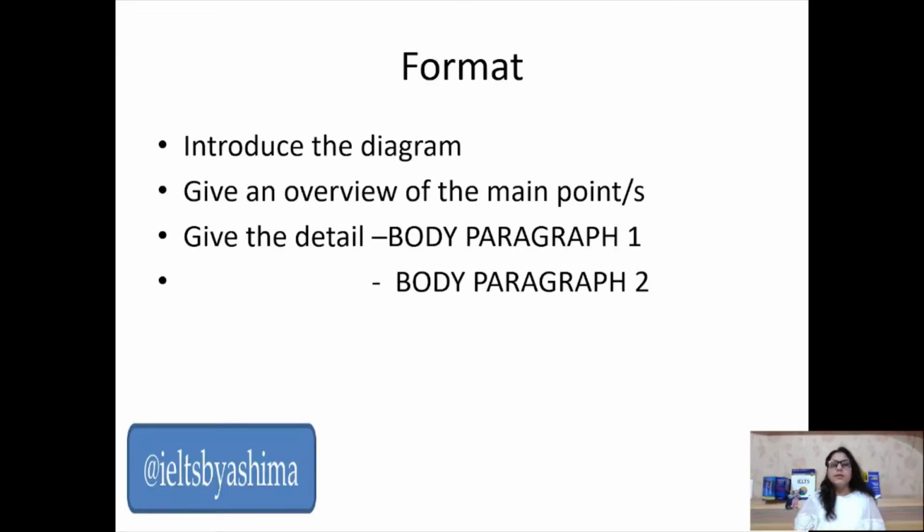Okay, so let's discuss the format of this task first. Introduce the diagram. In this, what you have to do is write the introduction. Fine, introduce the diagram. So simply you have to paraphrase the question. All right, next is give an overview of the main points.